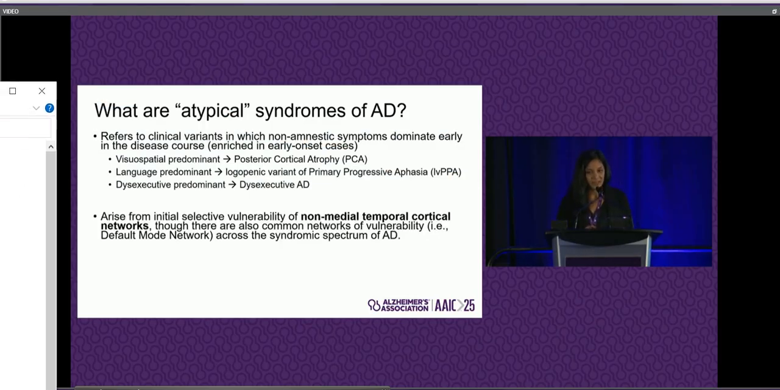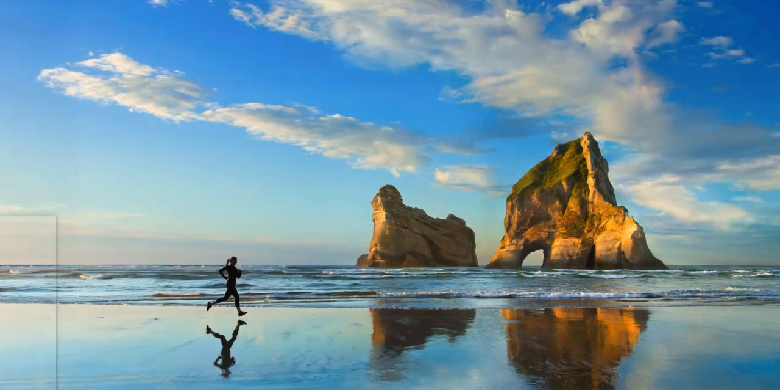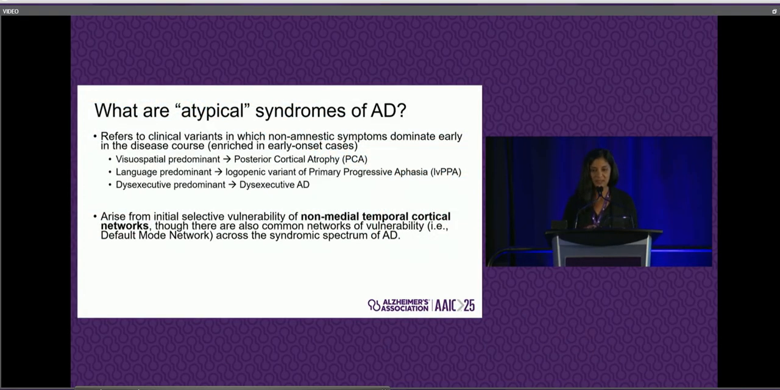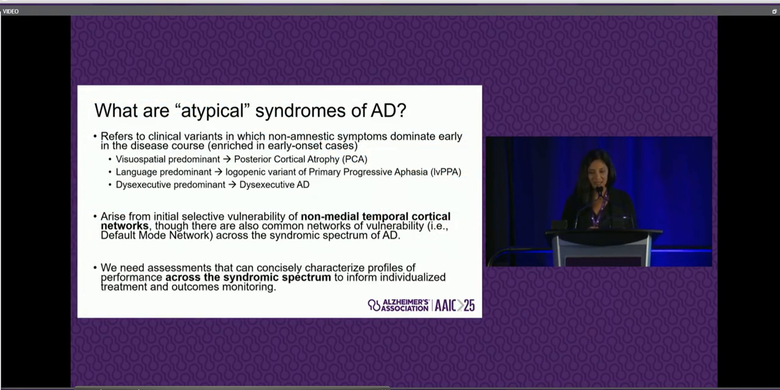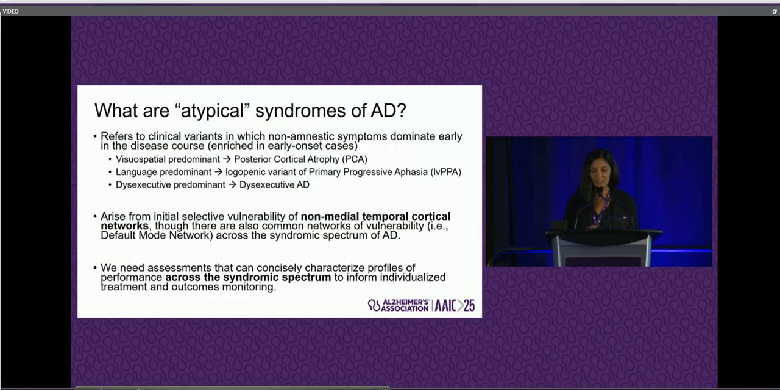These variants tend to arise from initial selective vulnerability of non-medial temporal cortical networks, though there are also common networks of vulnerability, for example, the default mode network, that are common across the syndromic spectrum of Alzheimer's. So we need assessments that can concisely characterize the profiles of performance across the entire syndromic spectrum in order to inform individualized treatment and outcomes monitoring.